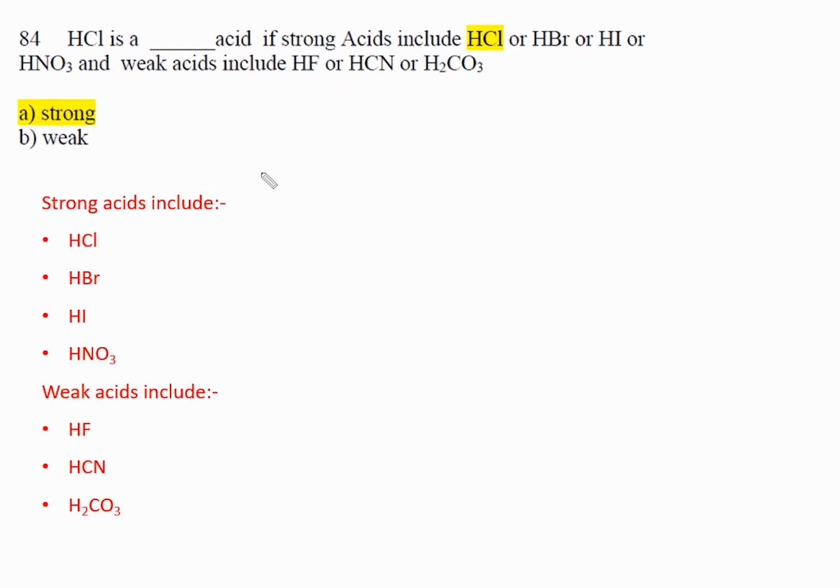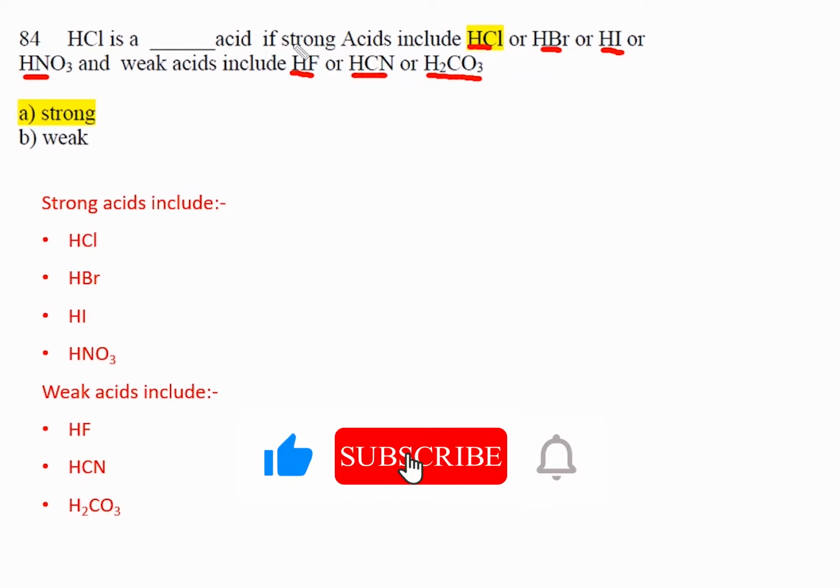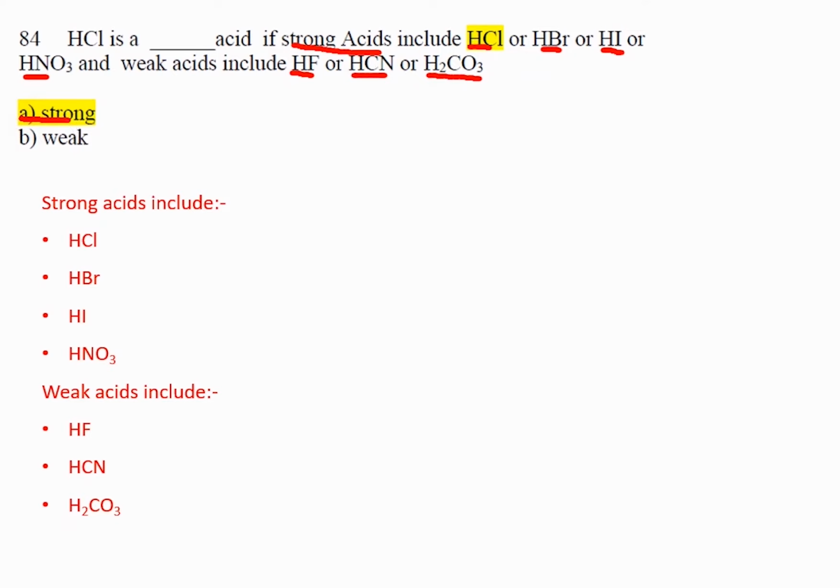Question 84. We're supposed to identify whether hydrochloric acid HCl is a strong or weak acid. We've been given a list of strong acids, that's HCl, hydrobromic, hydroiodic, and nitric acid. Weak acids, hydrofluoric, hydrogen cyanide, and carbonic acid. So HCl has been listed as a strong acid, so that makes it a strong acid.